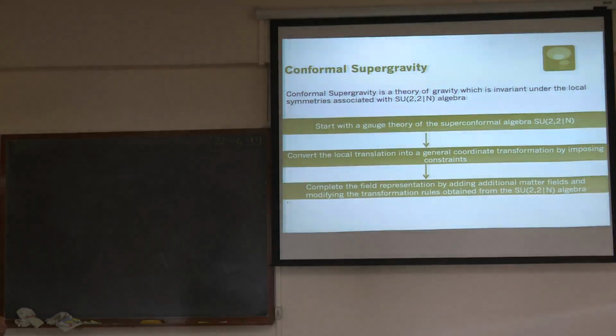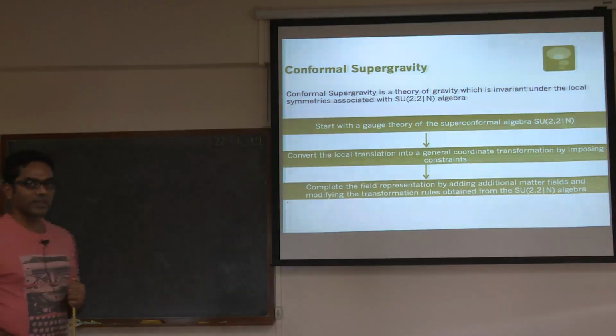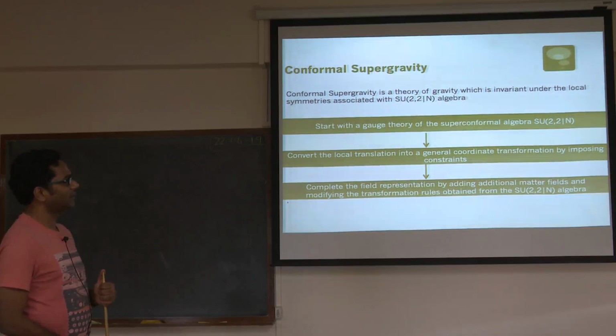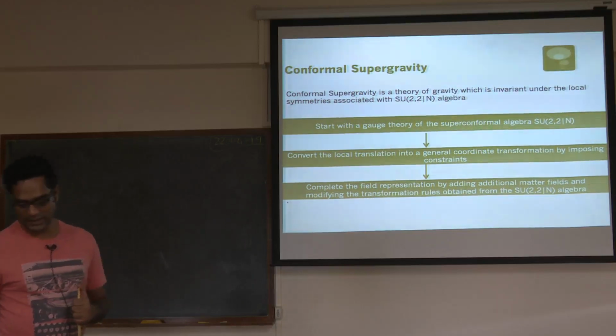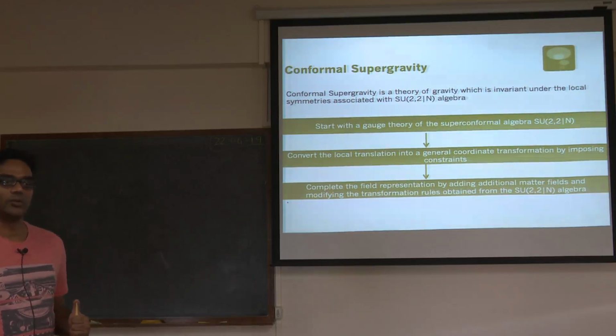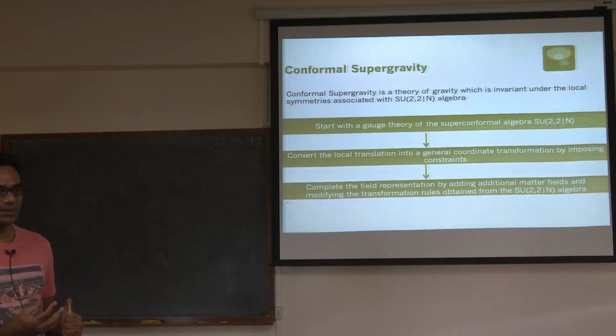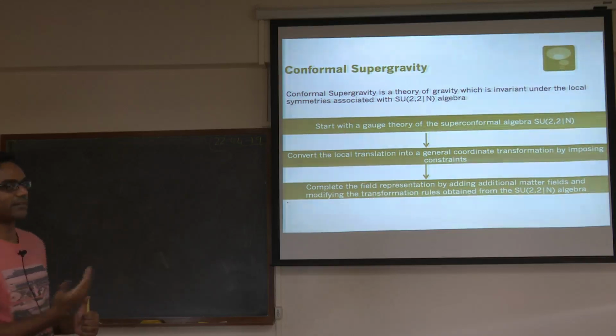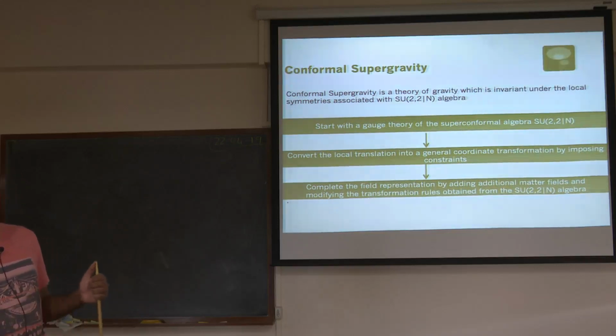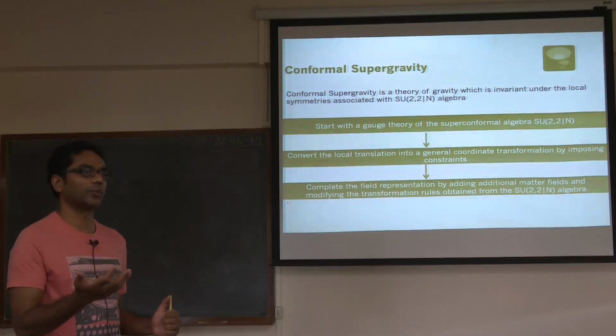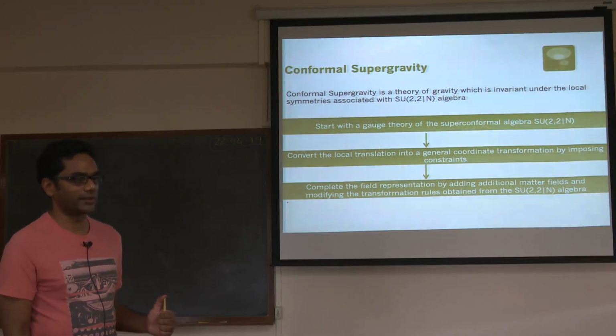So, the idea is to start with the gauge theory for the superconformal algebra. You take the conformal algebra and you start with the gauge theory of it, and then you impose constraints. In the end, that will basically give just the Weyl squared term that you get in conformal gravity.